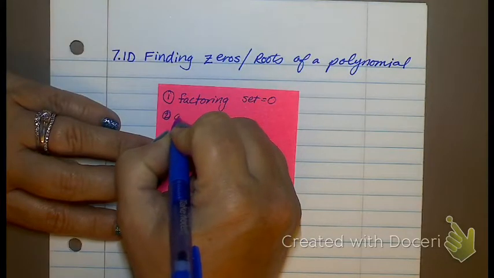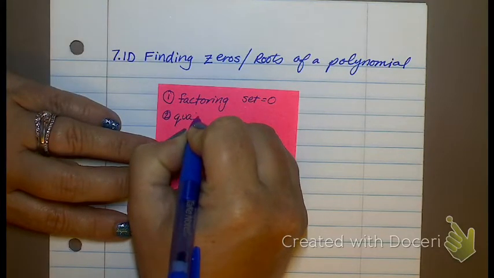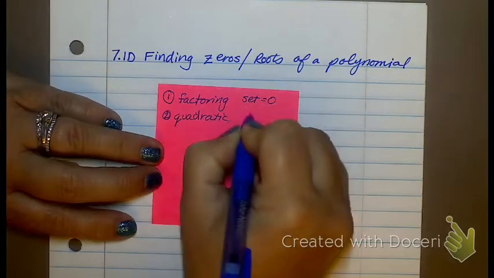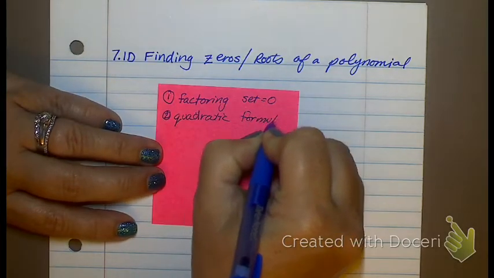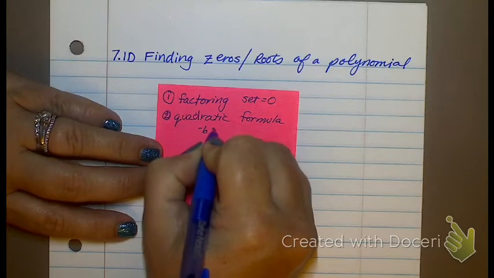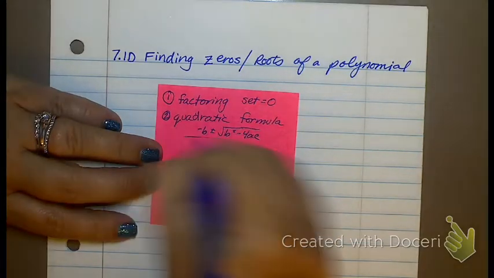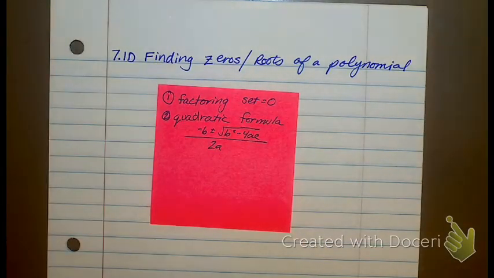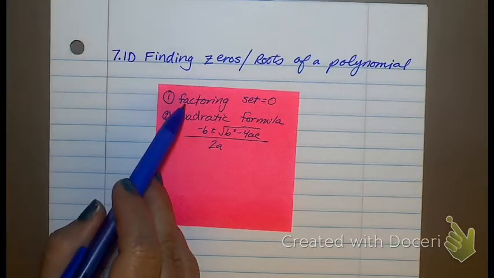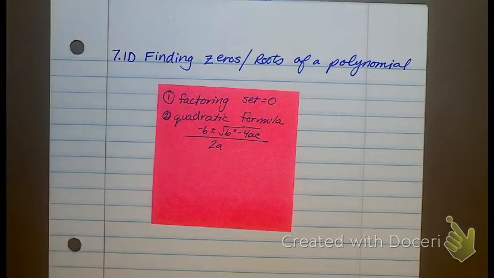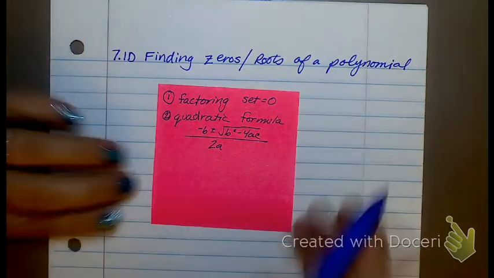If it is a second degree equation, we can always use the quadratic formula. Remember that? Negative b plus or minus the square root of b squared minus 4ac all over 2a. That's always a possibility. And remember, within factoring, I should have mentioned this, we have sum and difference of cubes, we have difference of squares, we have grouping, we have snowflake, we have GCF, we have several different options within factoring.